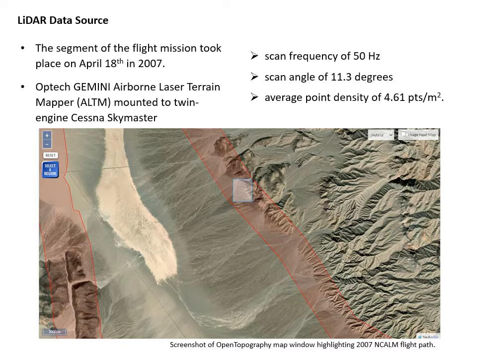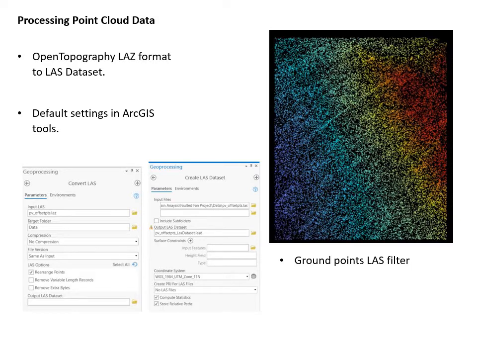So I thought I'd mention a couple of things like the scan frequency of 50 hertz, a scan angle of 11.3 degrees, and the average point density of 4.61 points per meter squared. I started by following the LAS processing steps from one of the labs or ESRI tutorials that we completed during this term and filtered to ground points.